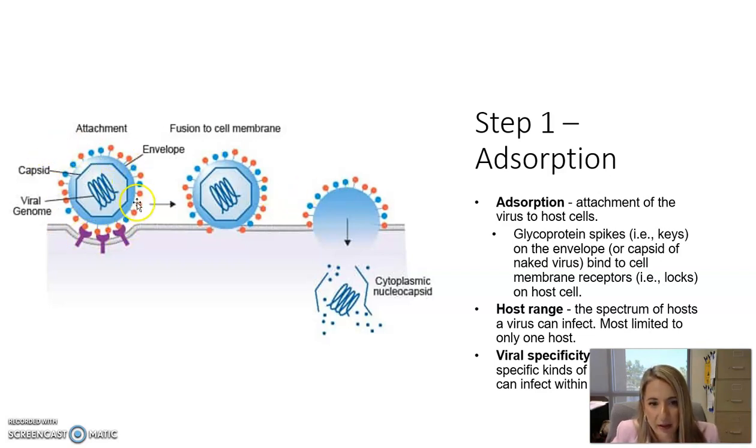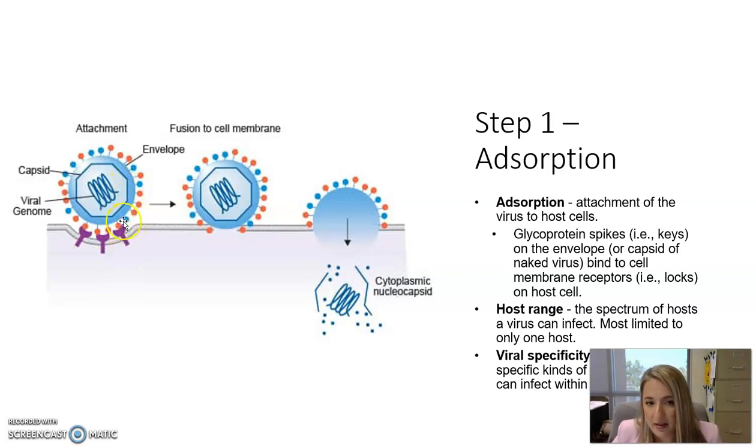So right here we have an enveloped virus, so the spikes are going to be out there on the envelope, and the spikes on this virus are attaching to these purple receptors that would be on the surface of the host cell membrane. And if the spikes on the virus match the receptors on the host cell, then the virus is going to be able to progress to the next step, which would be penetration, where the virus would enter the host cell. Now, this is a highly specific reaction.